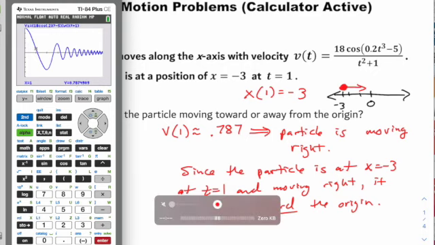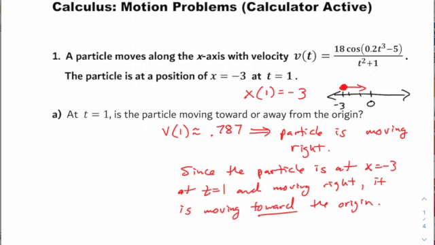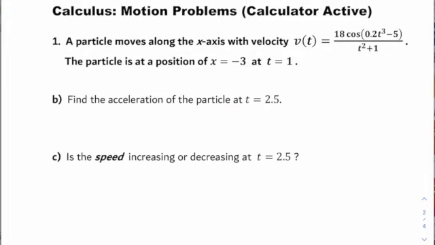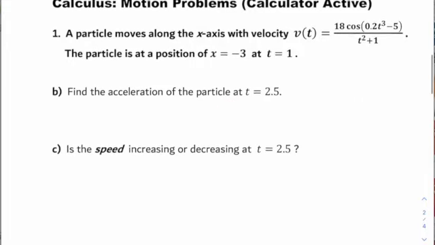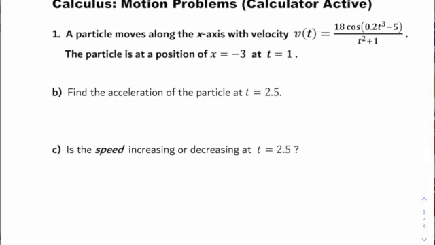Very good. Now let's take a look at another couple parts with the same given velocity function. Same original information about the position. Find the acceleration of the particle at t equals 2.5.